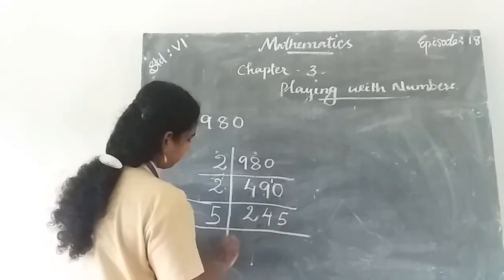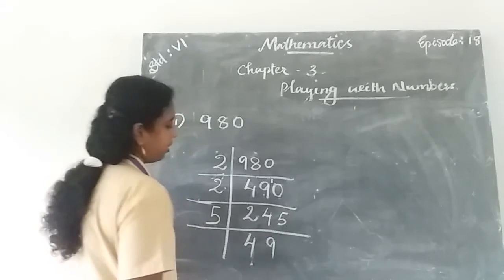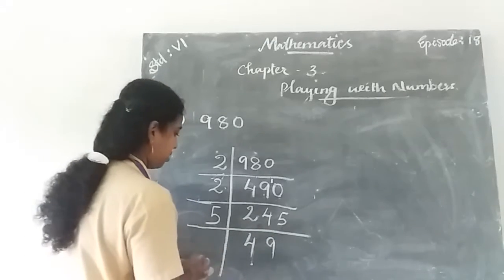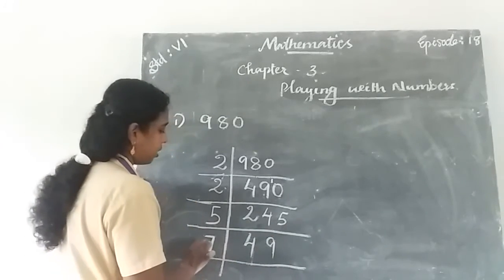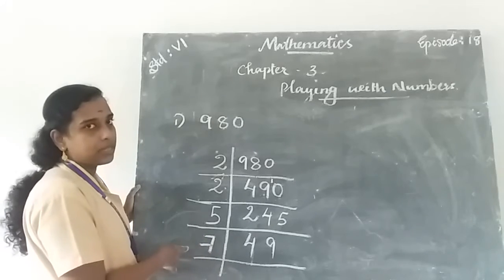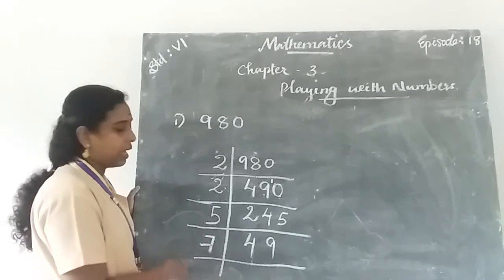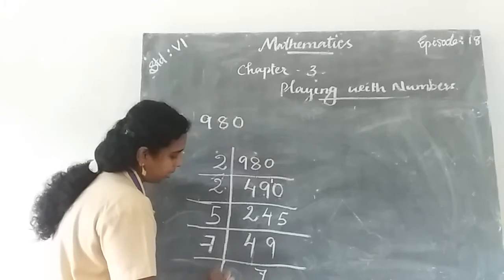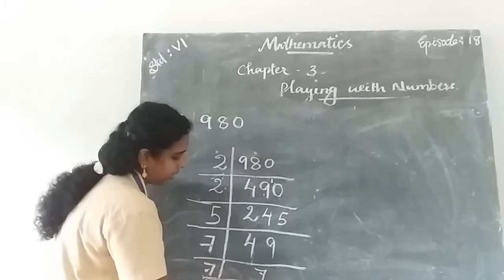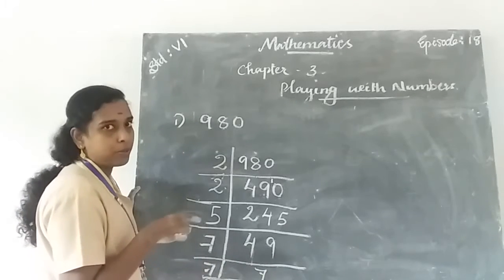Then we get 49. Yes, 49 is divisible by 7. 7 is also a prime number. Okay. And we get 7. And here 7 divided by 7, we get 1. Okay, so we can stop here.